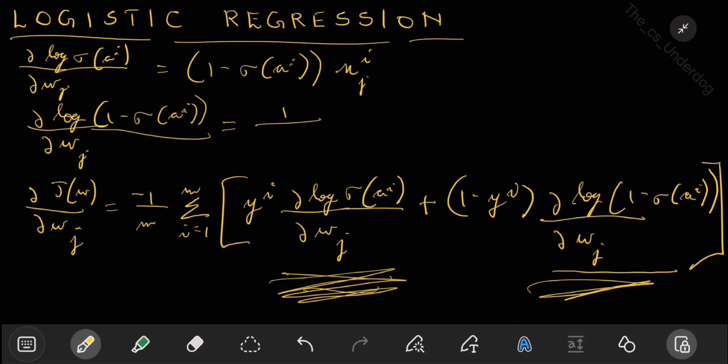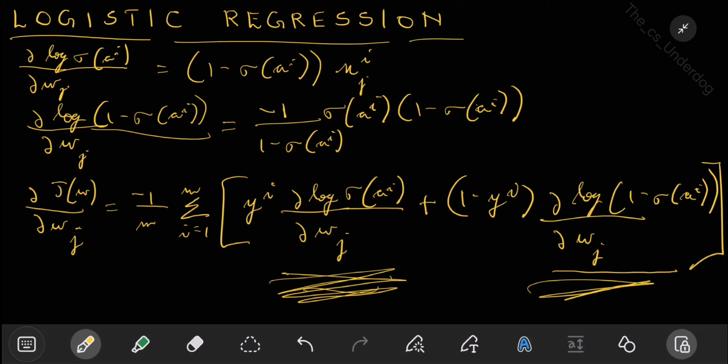So it will become 1 by 1 minus sigma ai. Okay. So next thing is 1 minus sigma ai will become minus of the derivative of sigma ai. So it will be minus, I'll put that minus here, into sigma ai into 1 minus sigma ai. What is this? This is the derivative of the sigmoid function. Sigmoid of ai into 1 minus sigmoid of ai. And next, derivative of ai with respect to wj.